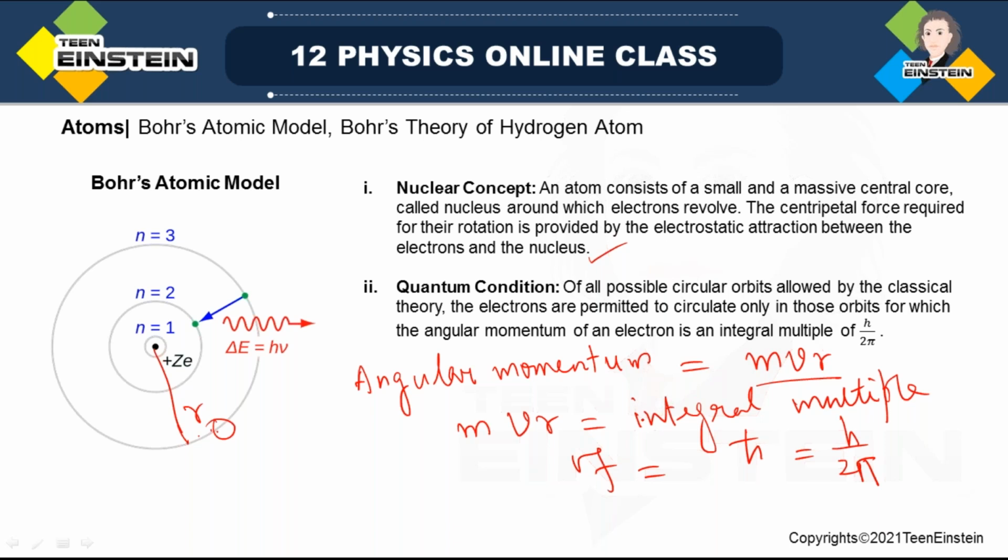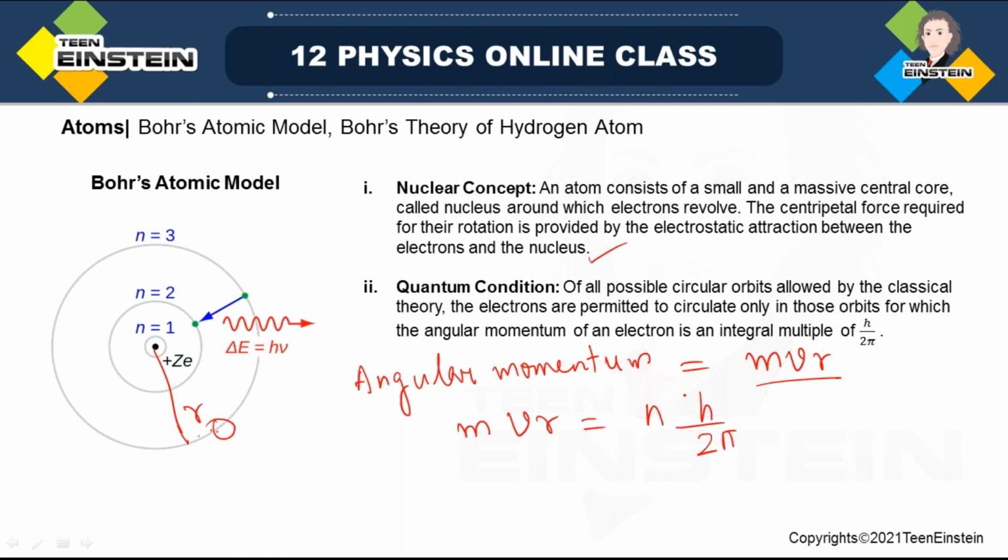I'll write it in brief. Angular momentum mvr we have already discussed before. How mvr comes, you have to go back and read rotational mechanics. So mvr has to be an integral multiple, suppose n is the integer, of h by 2 pi. This is the condition for a stable orbit or allowed orbit. This condition is called the quantum condition.